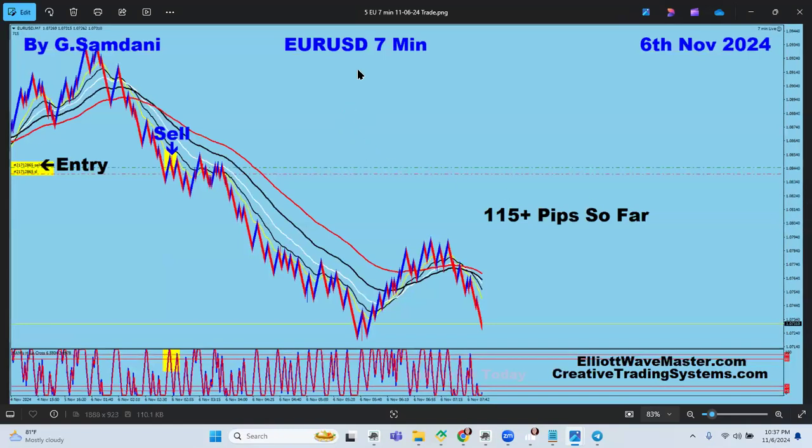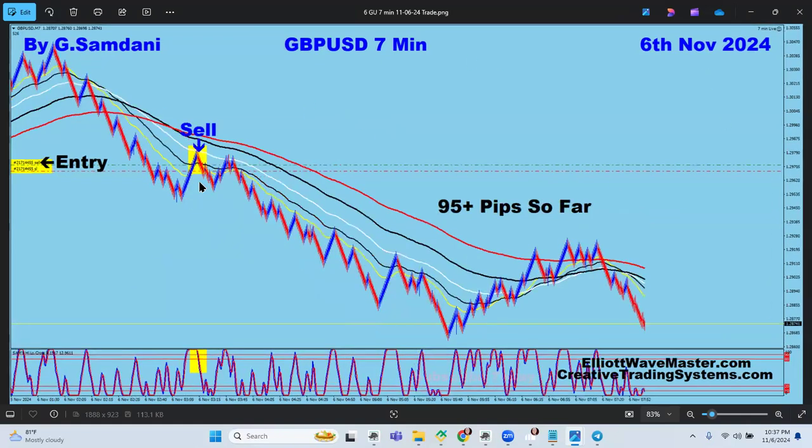Then you have this Euro USD 7 minute start to go down as the results start to come in, and the US dollar starts to get stronger, right? Euro USD, Pound USD, Aussie USD all went down. USD CAD, USD Yen went up. So this is Euro USD on the 6th, which is today, actually. This is Pound USD as well, it started to come down and gave me the short entry for 95 pips here.